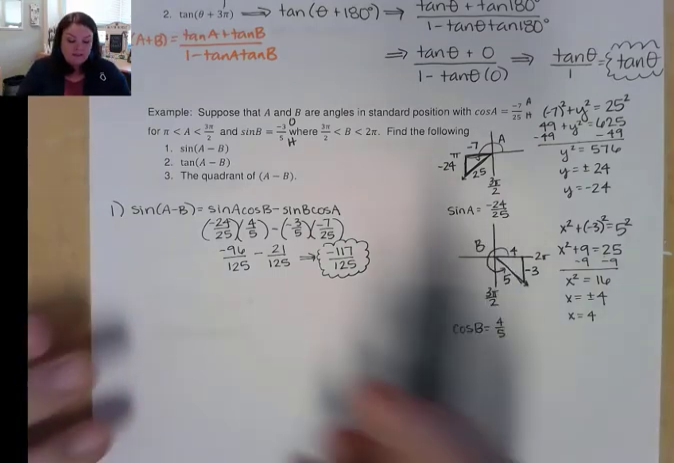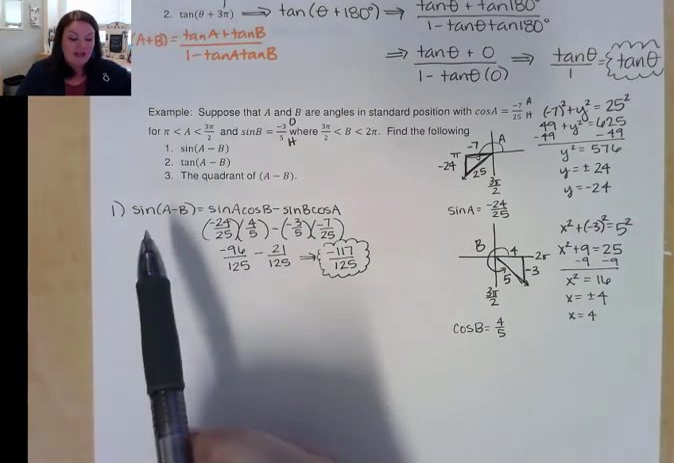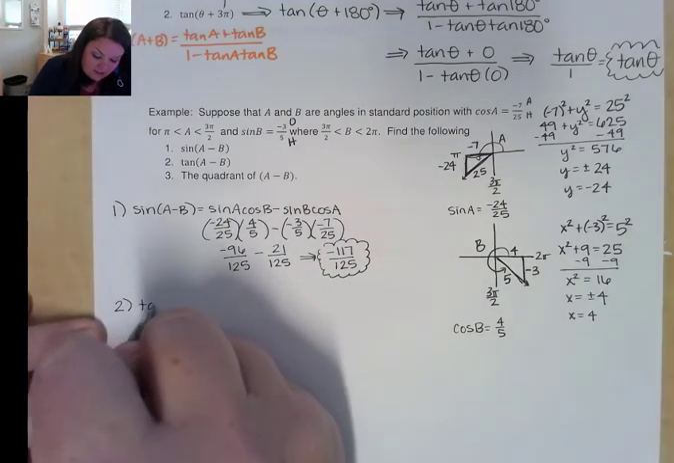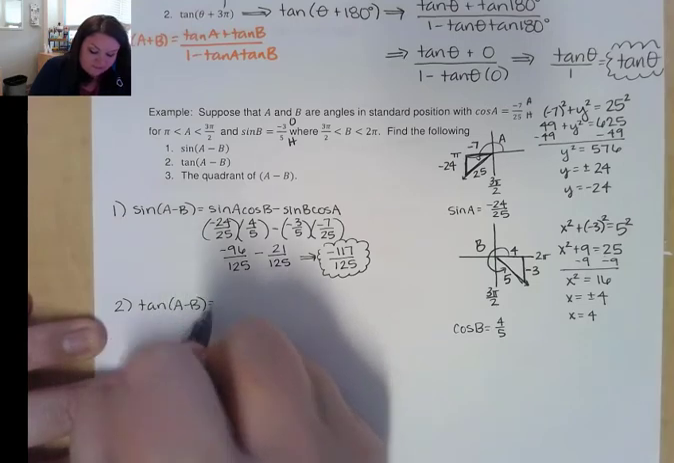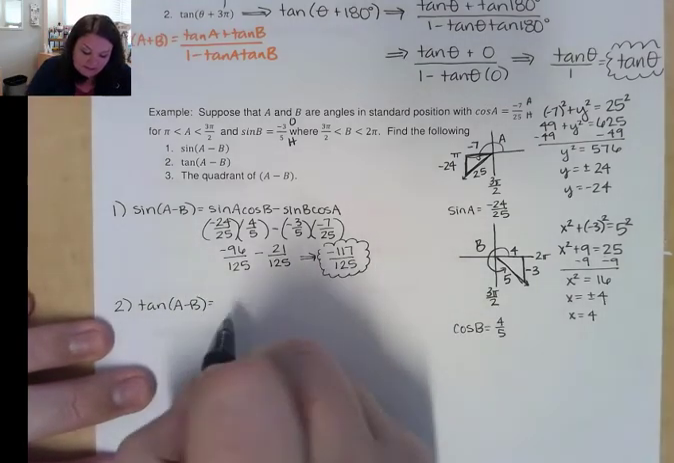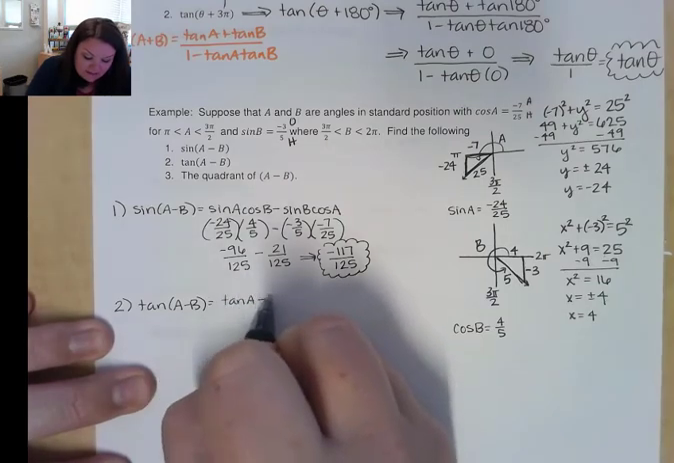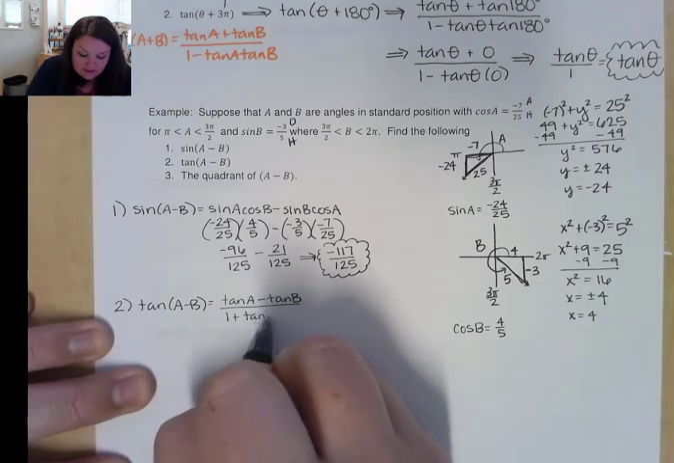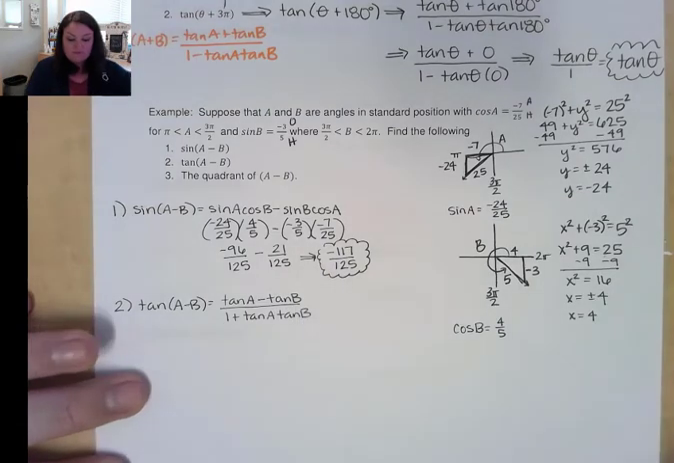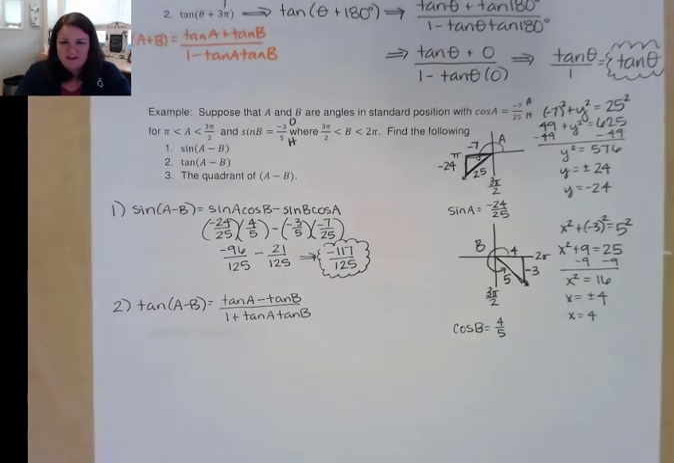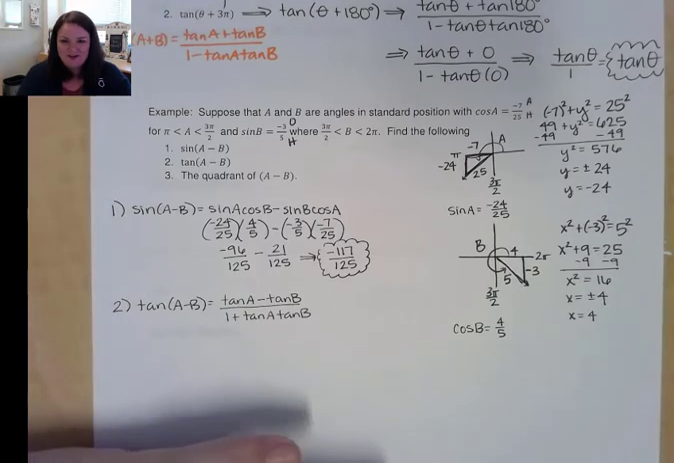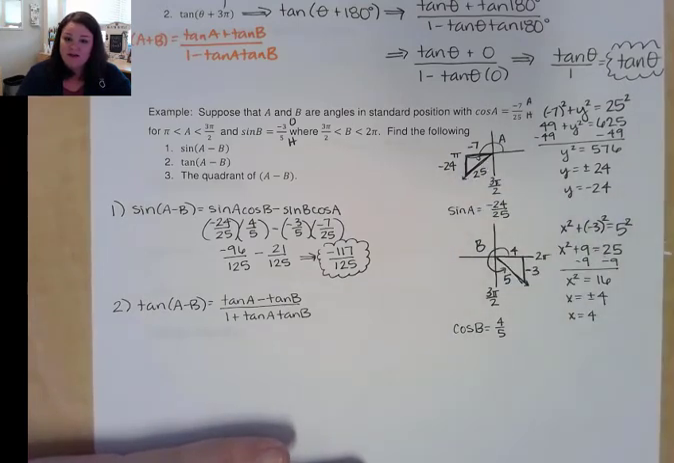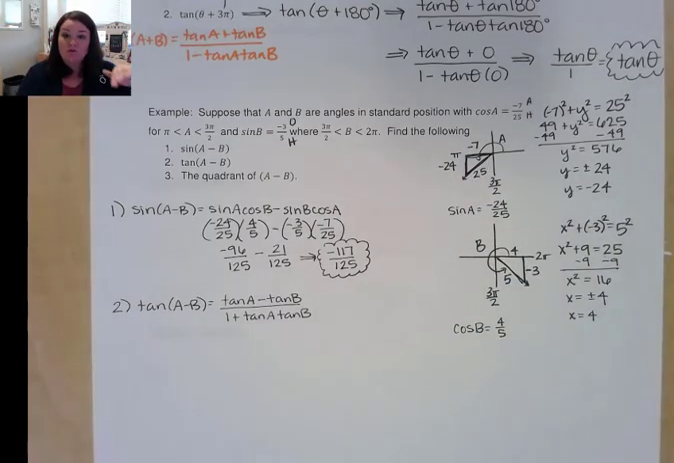Okay? Now let's look at number 2. Number 2 is finding the tangent value. So we're going to do tangent of A minus B. My tangent formula for a difference is to do tangent A minus tangent B, and then 1 plus tangent A tangent B. Now, we don't have tangent values, right? Dang it. We only have sine and cosine, but we should be able to find tangent values because we have the reference triangle, right? And remember, tangent is opposite over adjacent.